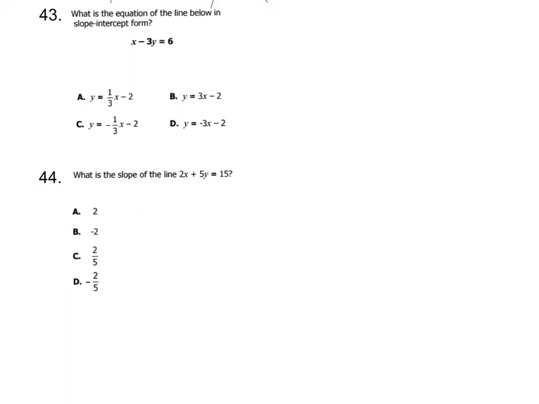43 says what is the equation of the line below in slope-intercept form? It is written in standard form, so we're going to change it to slope-intercept form. So I'm going to copy it over here. Standard form means I'm isolating y. So I'm going to subtract x from both sides.